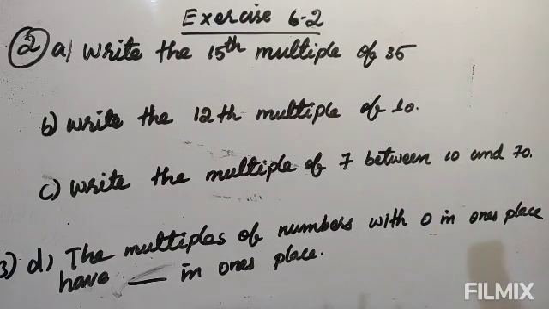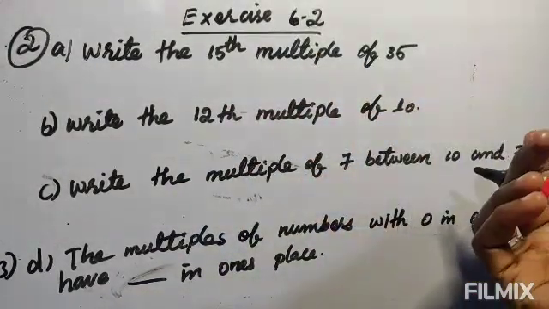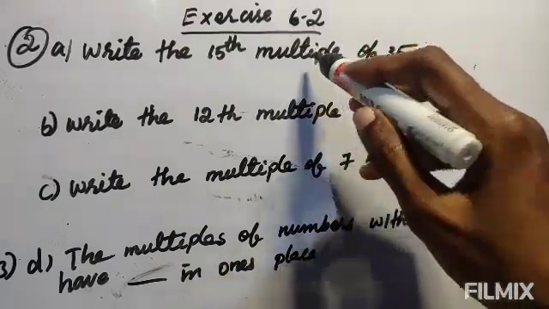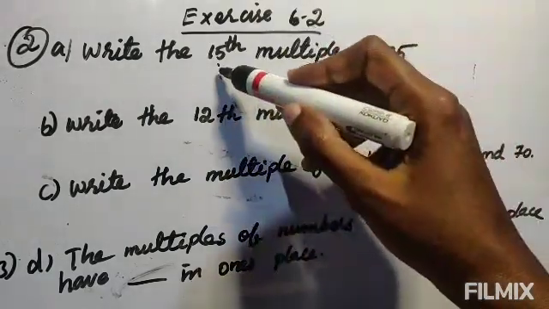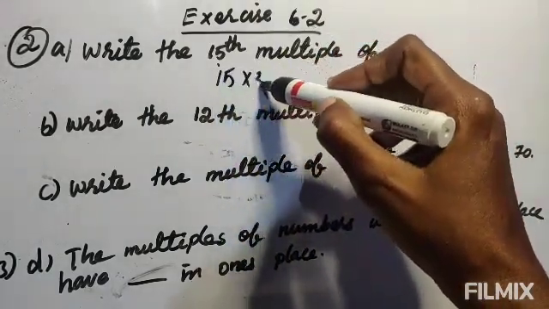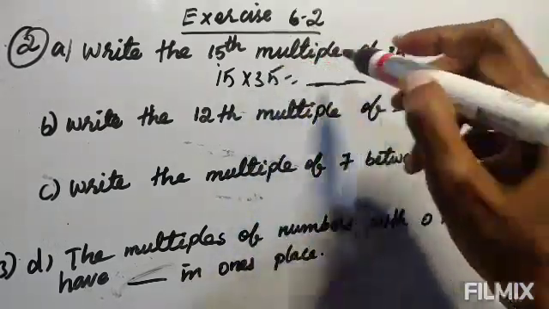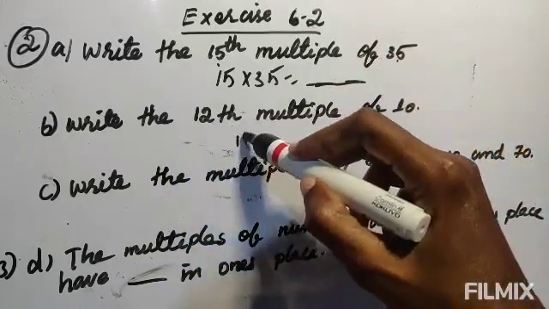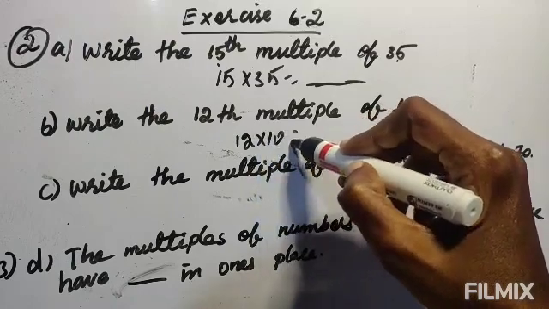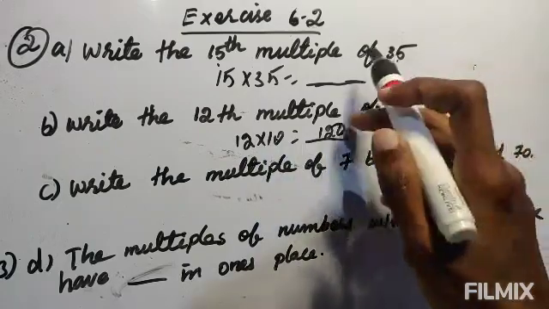Now let's see 6.2, second one, A: write the 15th multiple of 35. When they ask for the 15th or 2nd or 10th multiple, not the factor, you multiply the number by how many they asked. So this is 15 into 35. You multiply and write the answer. Again, write the 12th multiple of 10. So 12 into 10 is 120. Just insert the 0 at the back.